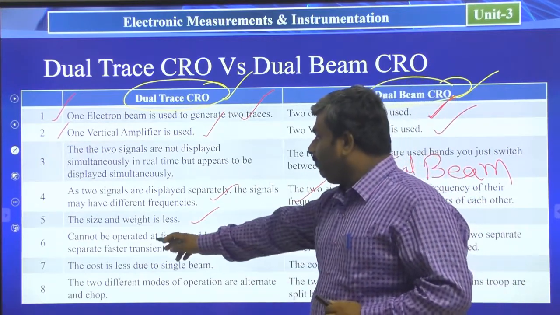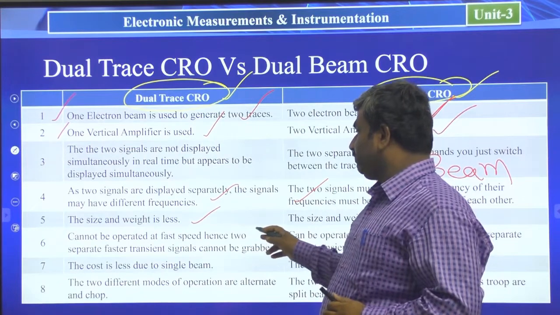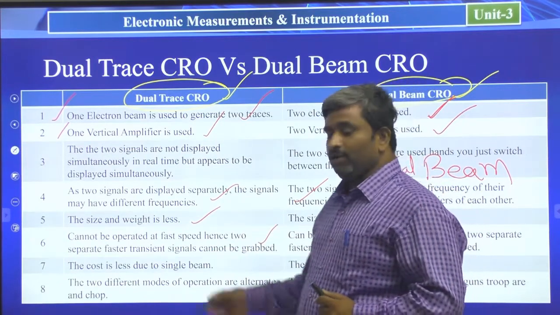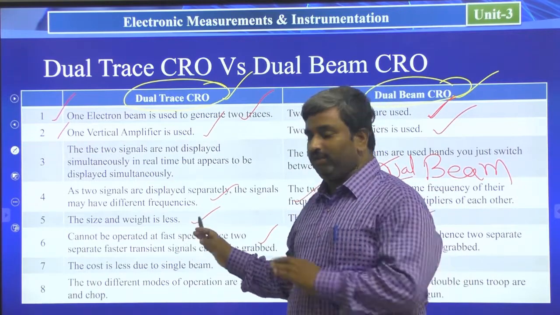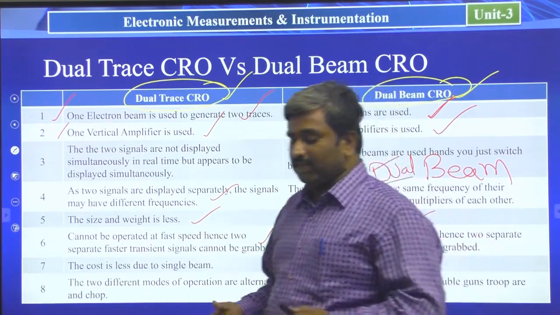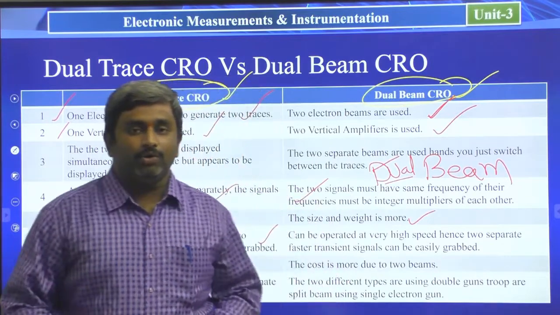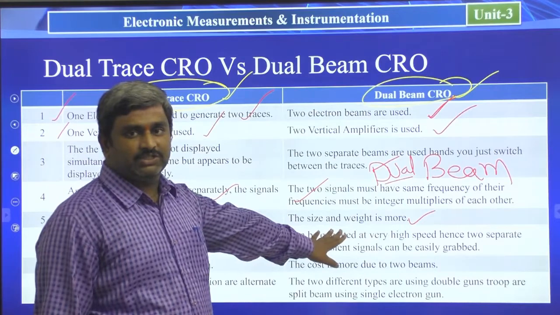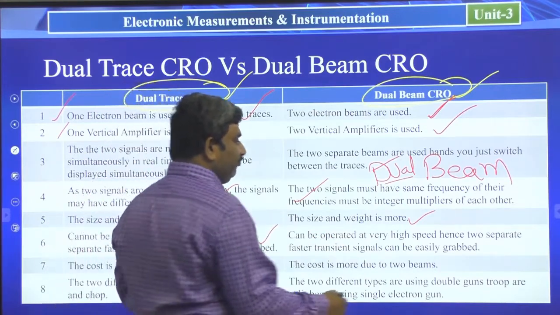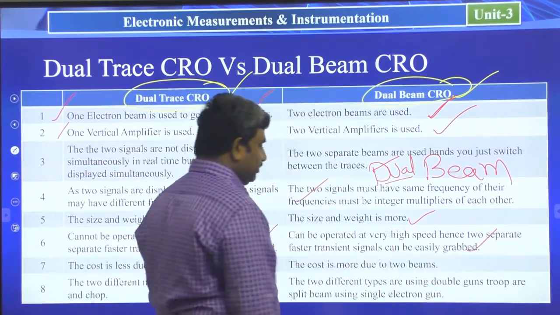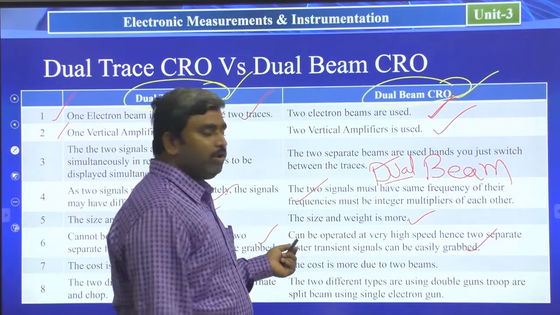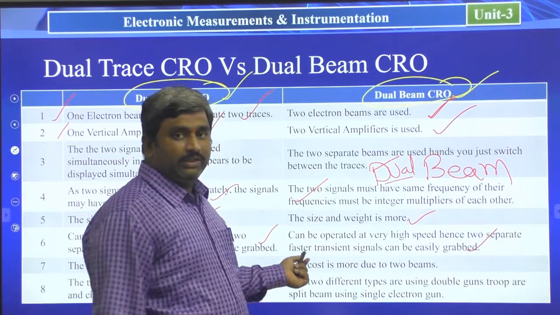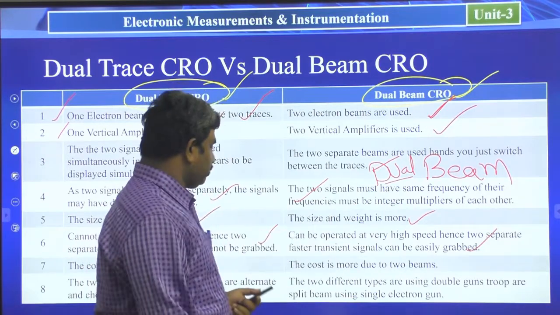Next, the dual trace CRO cannot be operated at fast speed, hence two separate transient signals cannot be grabbed. We cannot operate very fast because the work of two signals is done under a single electron gun. Here in the dual beam CRO we have two separate systems, so we can do very high speed computations. Why? Because both have separate time-based generators. So these signals we can see very fast.